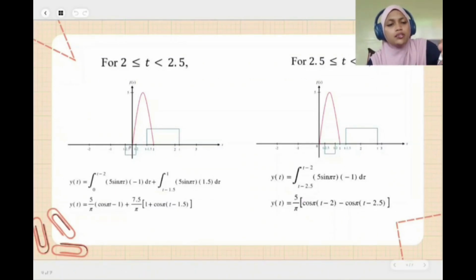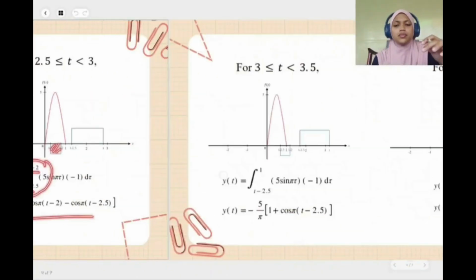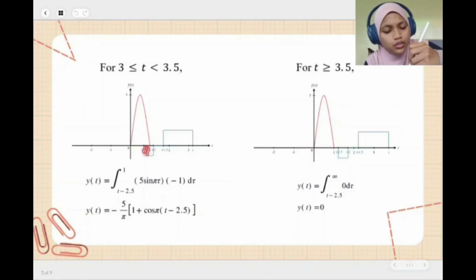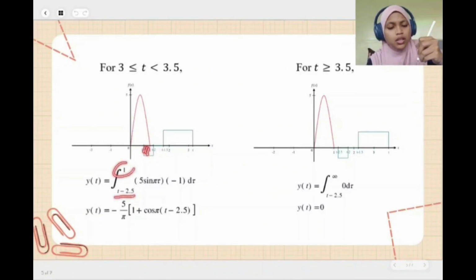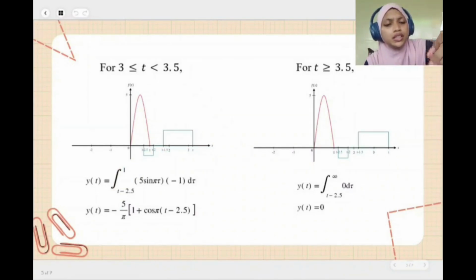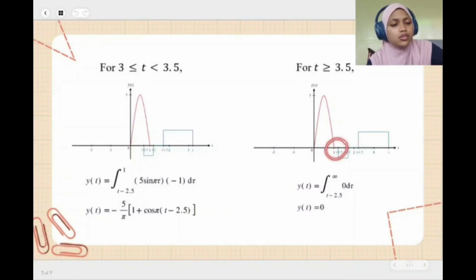And for 2.5 to 3, there is overlapping here. So integrate as usual with the lower limit here to the upper limit here. So we find y(t). Next, for t between 3 to 3.5, the overlapping is only here. So it is from t minus 2.5 to 1. And we will get y(t) when we integrate as usual. And when t is more than 3.5, there will be no overlapping, so y(t) is 0.